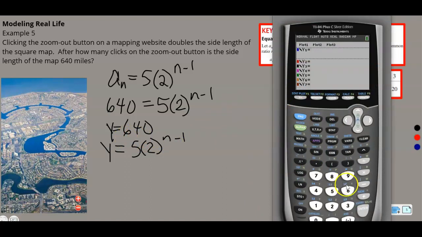We're going to have y equals 640. And then we're going to have y equals 5 times 2, and we're going to raise that to the n minus 1. And we can use x for n. It's just a variable. X is the most commonly used thing here in the calculator. It says x, t, theta, n. All of those variables are in that same button right there. So now we can hit graph.